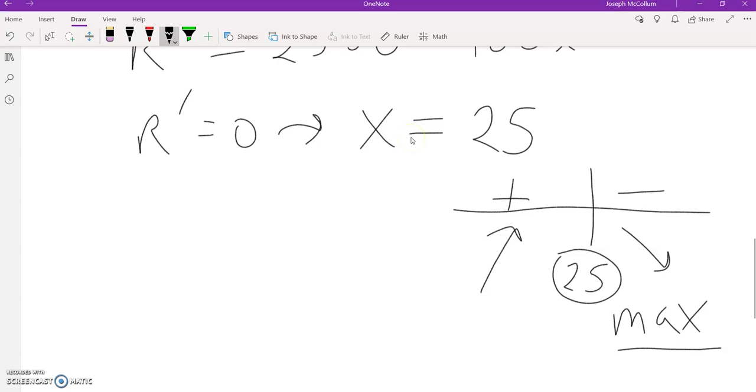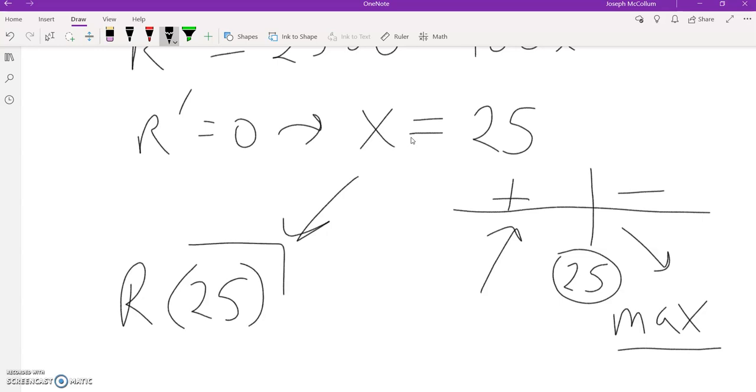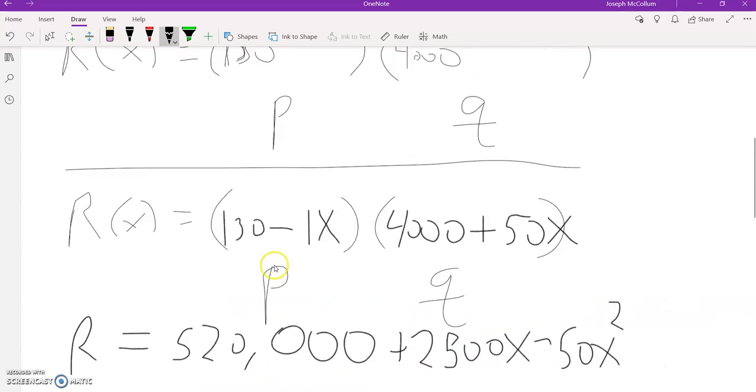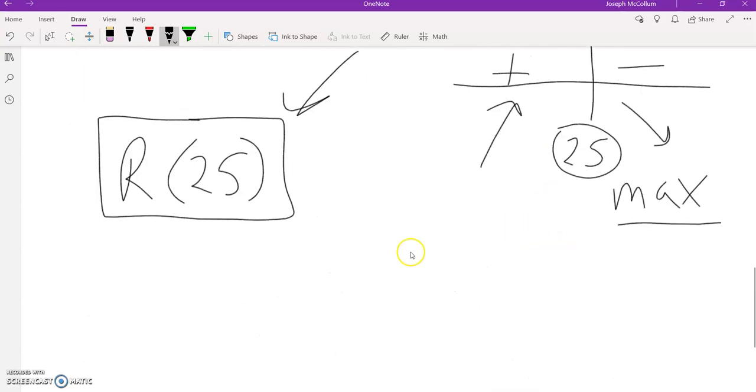This x is units. The question says maximum revenue. So we need to plug this back in to the revenue function. We need to go back to the original revenue function, and that'll be our official answer. The revenue of 25 units. So if we go back to our original equation, a 25 unit decrease, which means a 50 times 25 person increase, how much revenue do you make? So you plug 25 into both, and you'd get the answer they're looking for.